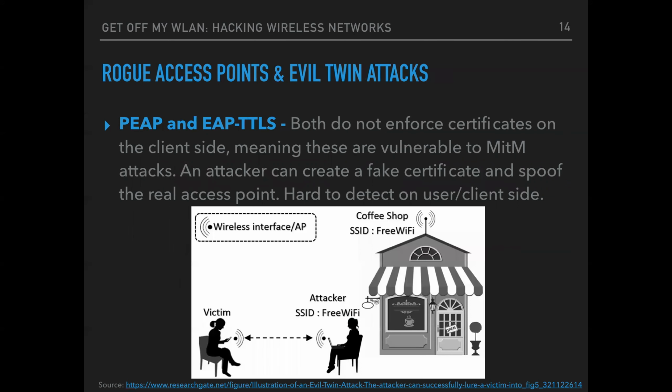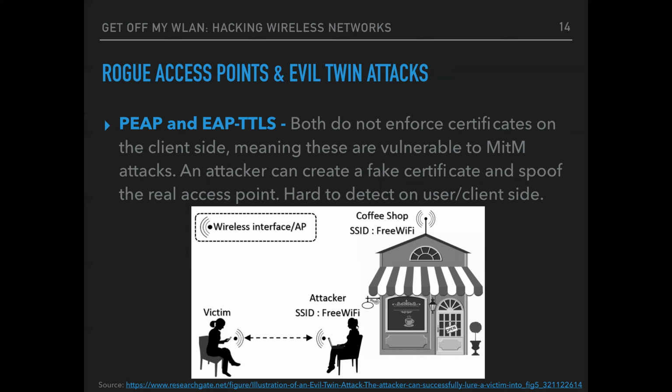So how do these attacks happen in real life? As we discussed previously, PEAP and EAP-TTLS both do not enforce certificates on the client side, meaning both of these methods are vulnerable to a man-in-the-middle attack. So an attacker can create a fake certificate and spoof the real access point, and this is very difficult to detect on the user or client side.